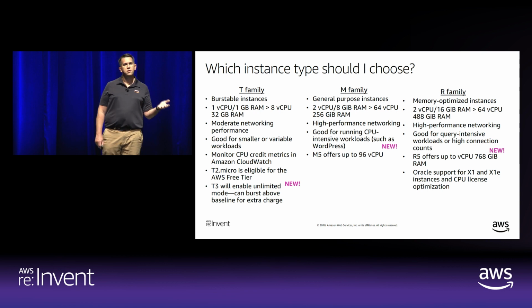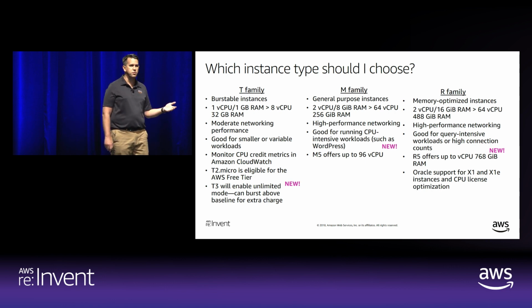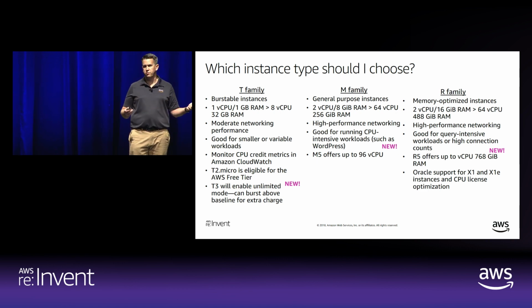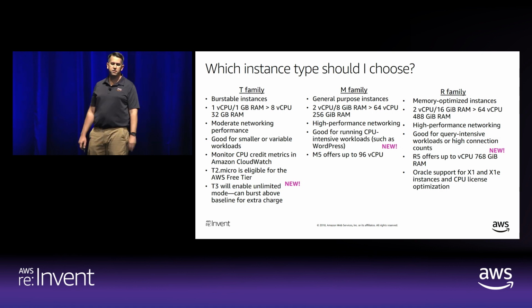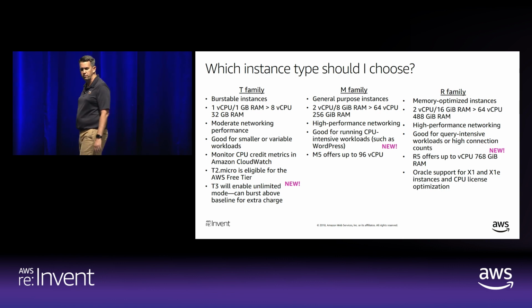Now, in T3, when you run out of burst, you can actually buy additional CPU credits. So you can go above your burst for the day at a per vCPU hour charge. So you don't really have to worry about running out of CPU. You don't have to worry about your database performance going down just because you happen to use it a lot that day. So T3s will be out very soon for RDS, and we're super excited about bringing those to you.